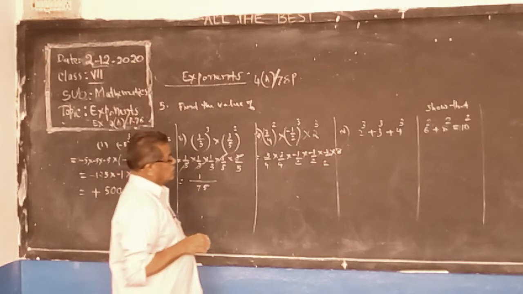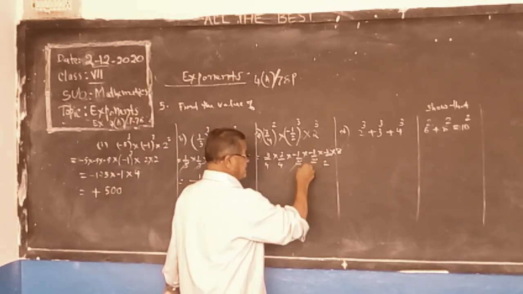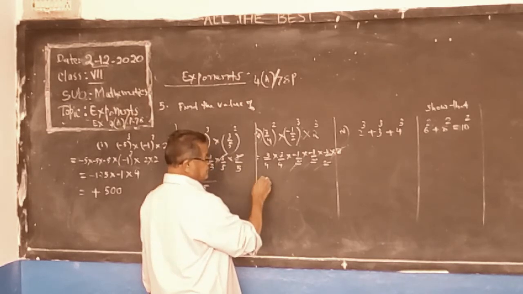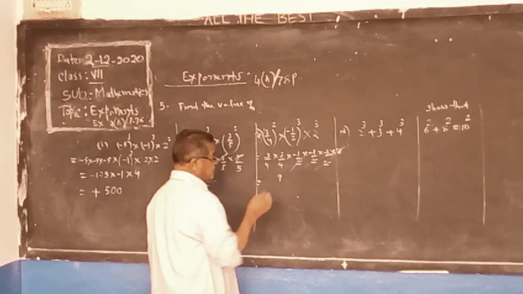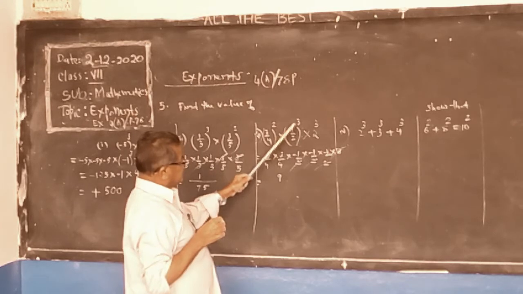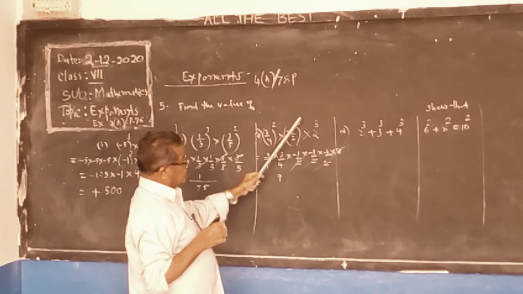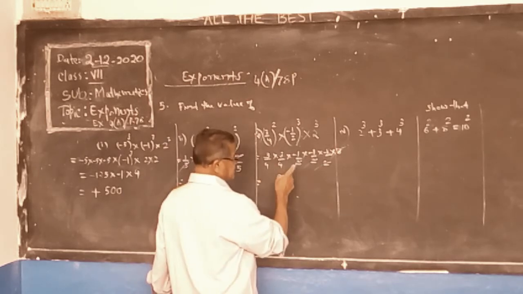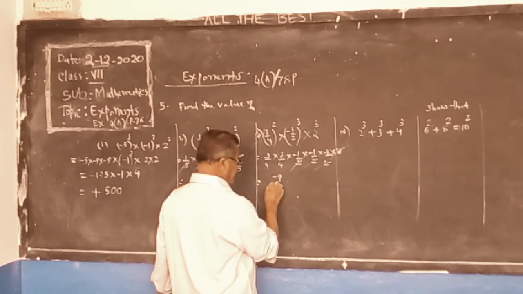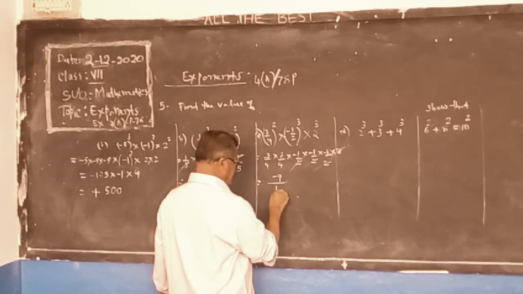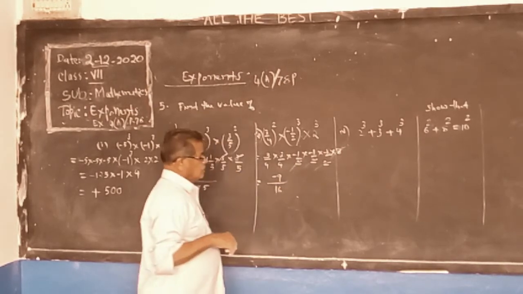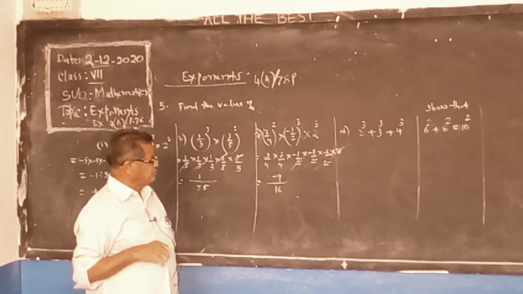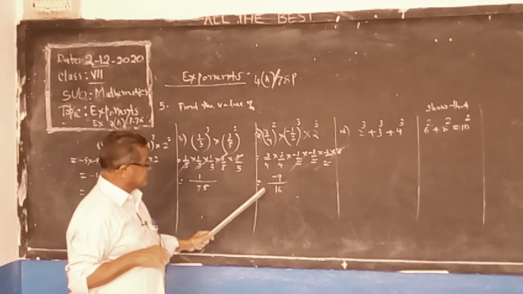Now, here 2 cube 8, 8 cancel. In the numerator left 9. How many negatives are there? Odd power. So minus is there in the numerator, minus 9 by 16. This much. 2 into 2, 4, the 8 cancel. And 4 into 4, 16 remains.